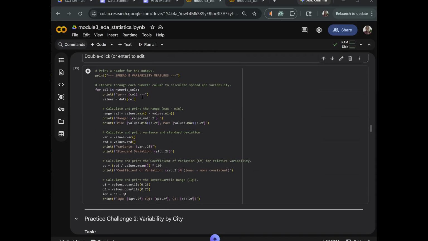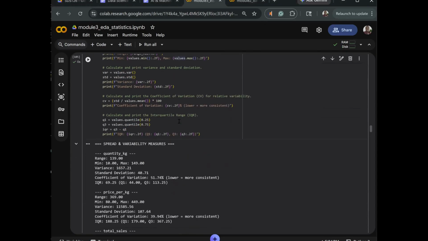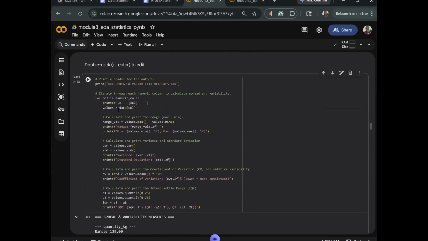So here we're going to calculate some of our spread and variability measures. For the range, like I said, we're just going to calculate the value dot max. The values are taken from here.